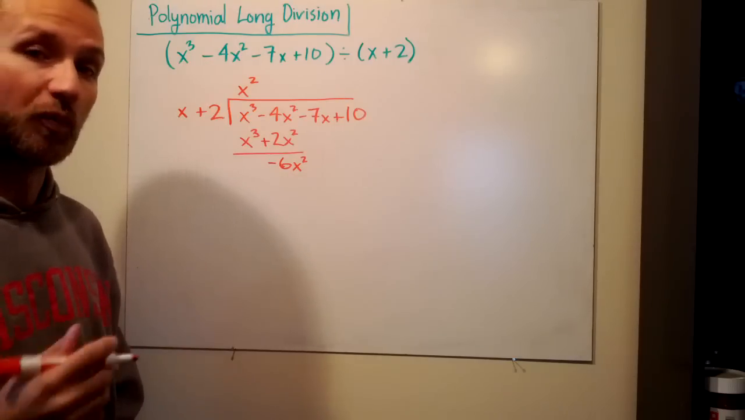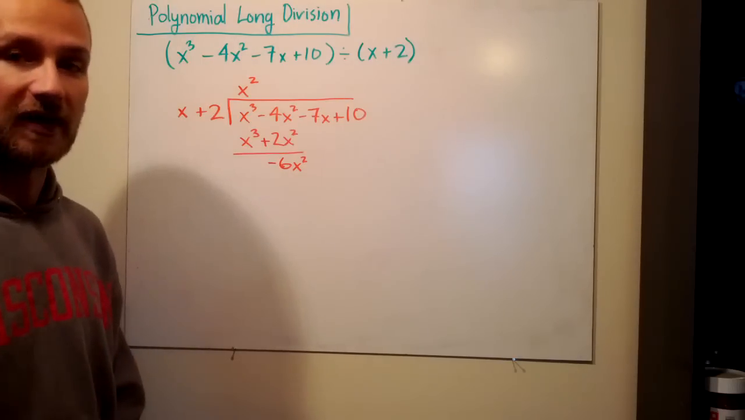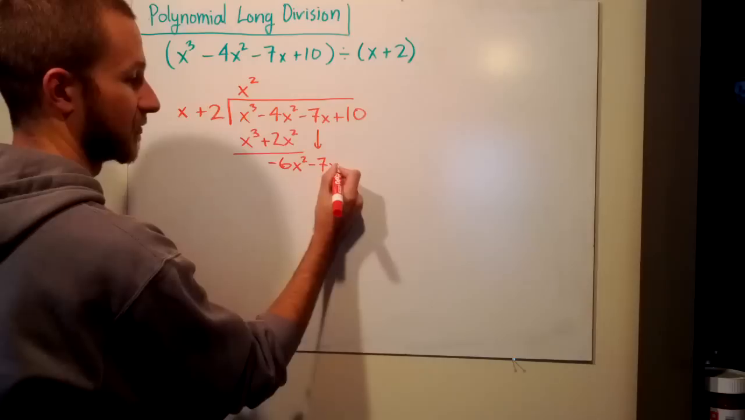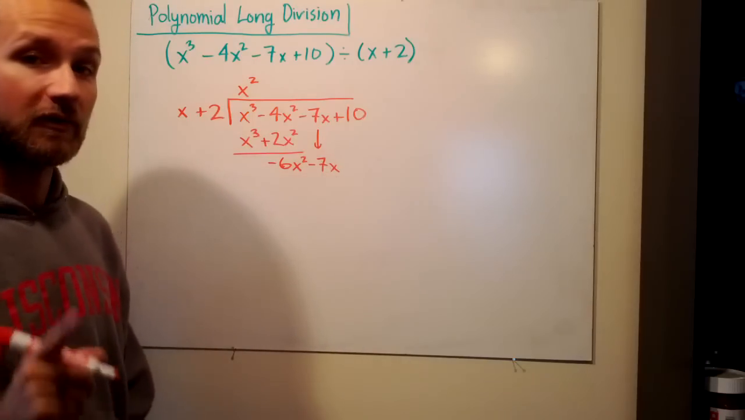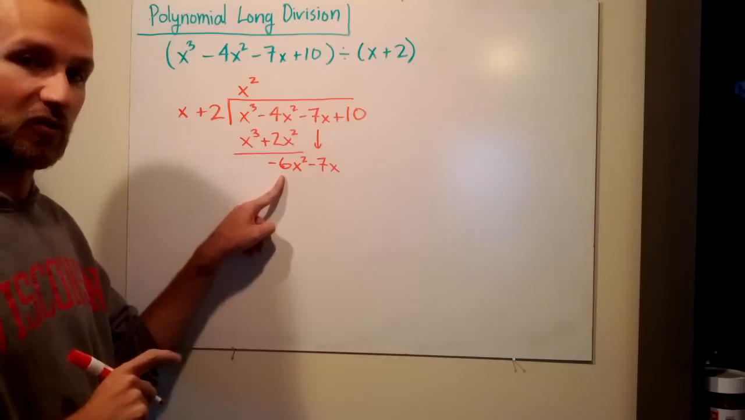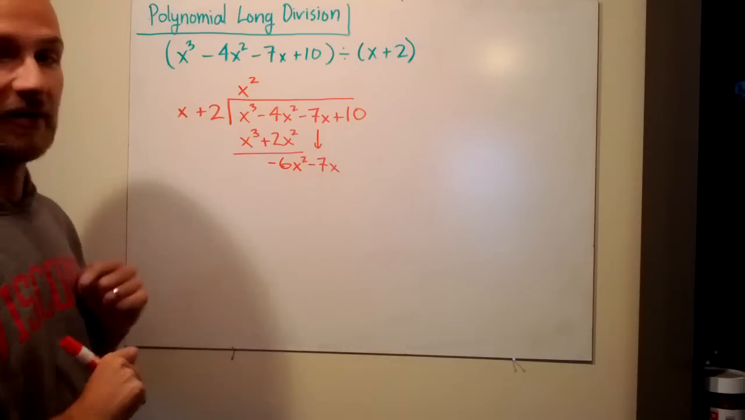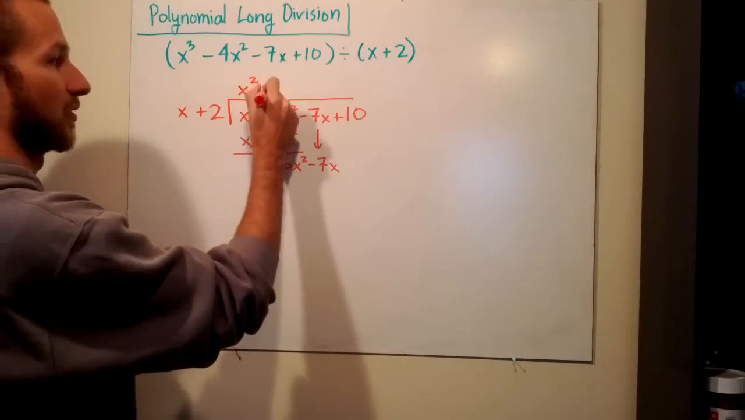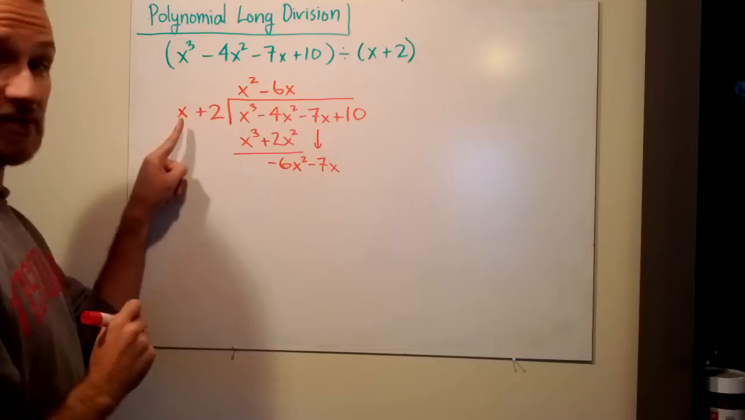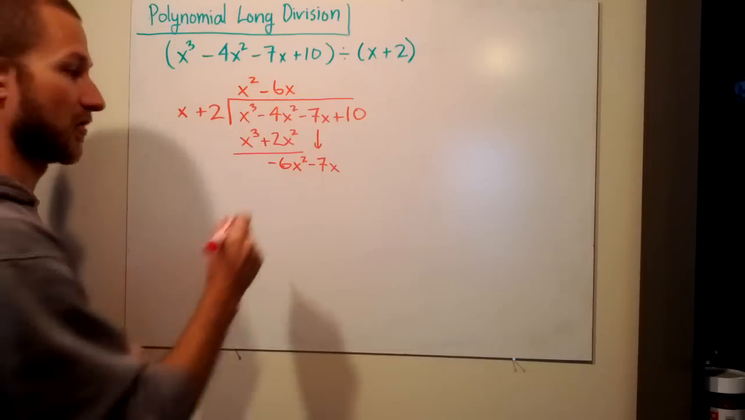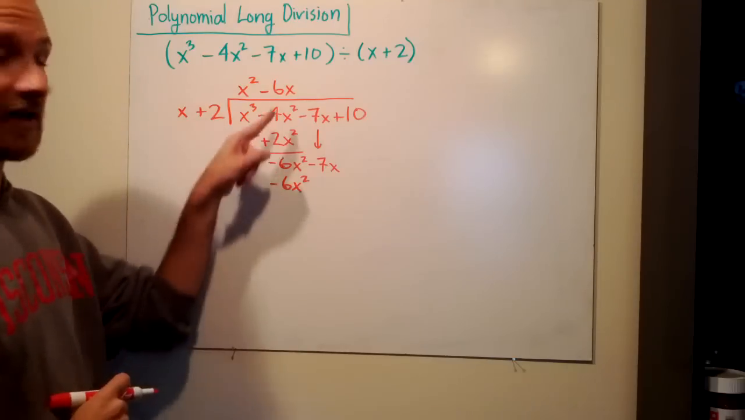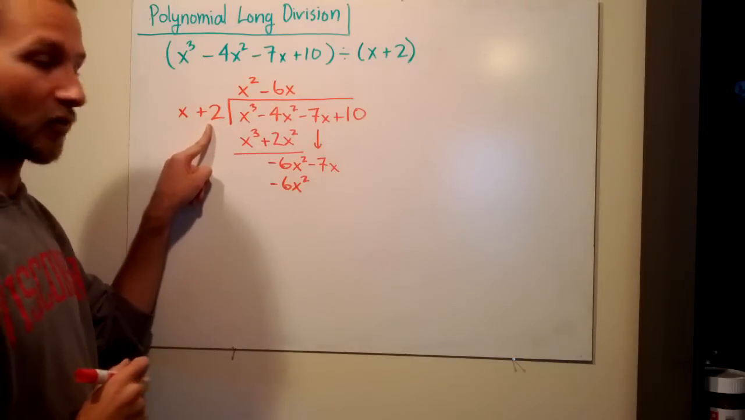Now here's where the loop gets started. I'm going to drop down the next term, so minus 7x. Now I'm going to ask, what would I have to multiply x by in order to get negative 6x squared? Well, I would need a negative 6x. So up top, I do minus 6x. Negative 6x times x gives me negative 6x squared, and then negative 6x times 2 gives me negative 12x.